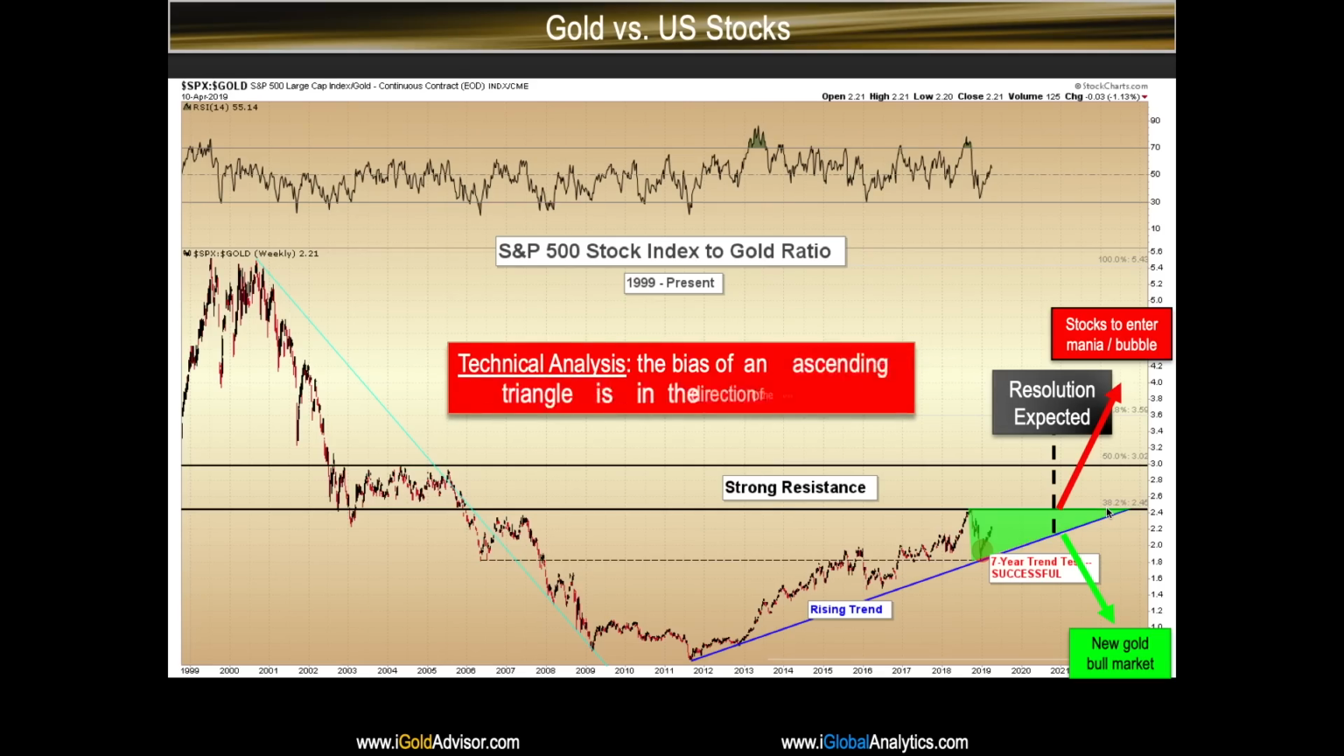Now, from a technical basis, the thing that I just want to let you know, one of the guidelines in technical analysis, is that the bias of this kind of pattern, the bias of this ascending triangle, is in the direction of the prior trend, which in that case is up. So the bias of this, I've labeled this in red to show you, what the market is telling me is that within the next 12, perhaps 18 months, this is going to break upward, clear the strong resistance zone, and we are going to enter a multi-year mania in US stocks, and gold is going to underperform. This has to be the bias.